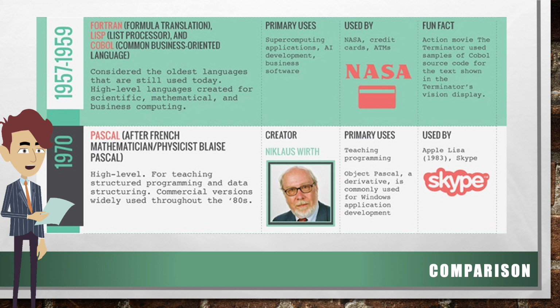By the year 1970, Pascal, a programming language named after the French mathematician and physicist Blaise Pascal, was created by Niklaus Wirth. It is a high-level language for teaching structured programming and data structuring. Commercial versions were widely used throughout the 80s. Primary use is for teaching programming. Object Pascal, a derivative, is commonly used for Windows application development, used by Apple Lisa in 1983, and the Skype software.